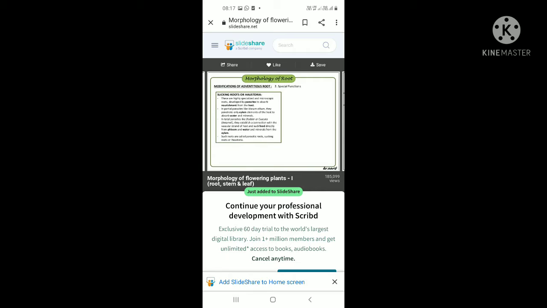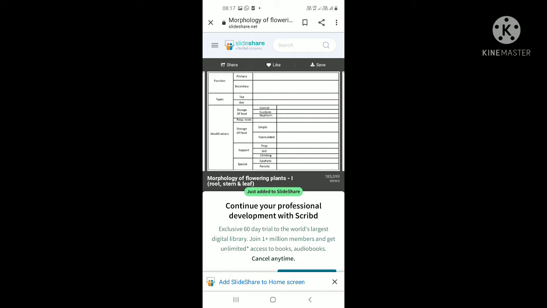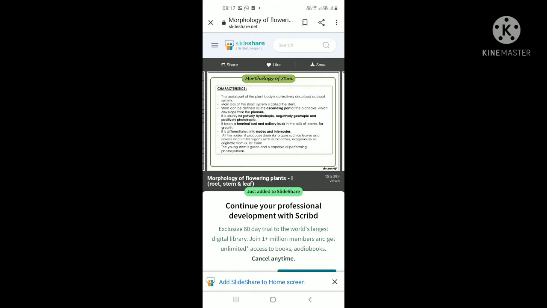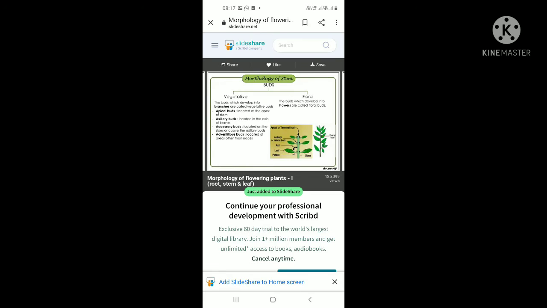And this is the adventitious type of root. We see that some modifications are present in the case of the adventitious functions of root, or the photosynthetic root in orchid. So now this is the morphology of stem.